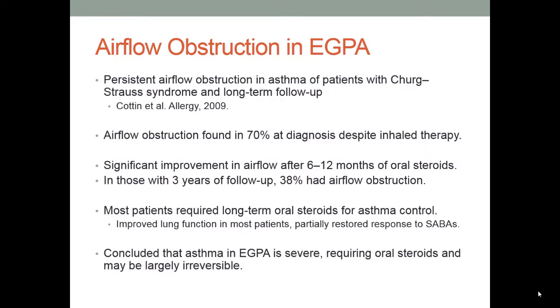As far as the airflow obstruction, as I mentioned, it's severe. There was a study done in Allergy in 2009 that showed airflow obstruction was found in 70% of patients at diagnosis. They did have improvements with treatment up to 6 to 12 months, but at 3 years, 40% of them still had airflow obstruction. And obviously a lot of these patients were on long-term oral steroids.